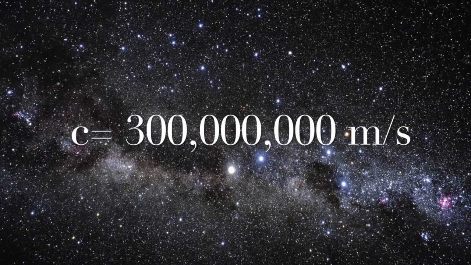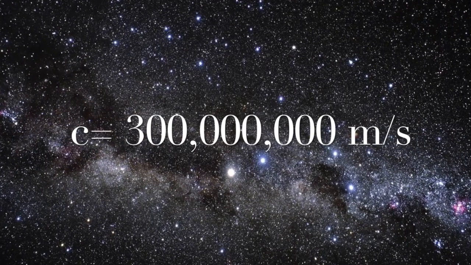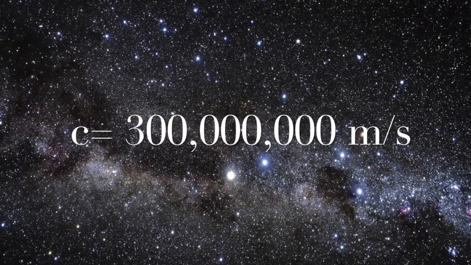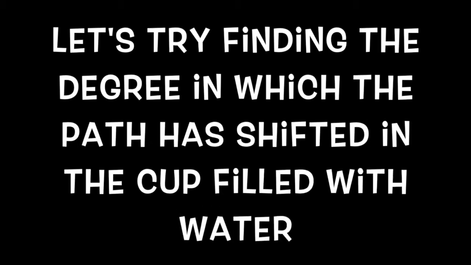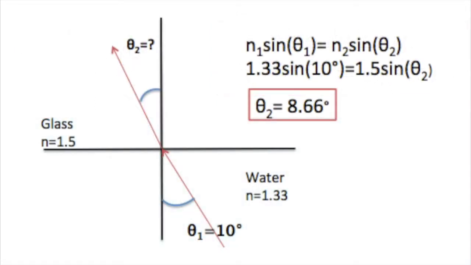We know that light travels at around 300 million meters per second in a vacuous space. The air is not much different from space, so during our calculations we can assume the speed of light to be the same. Let's try finding the degree in which the path was shifted in the cup filled with water. So the light ray of the straw in the water first went from water to glass. The n for water is 1.33, the n for glass is around 1.5. Let's say the angle that the light hit the glass was around 10 degrees.